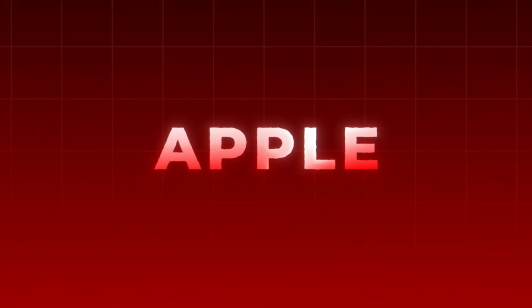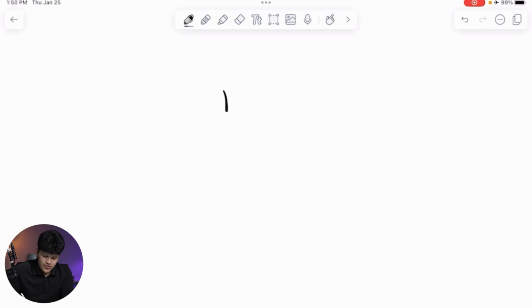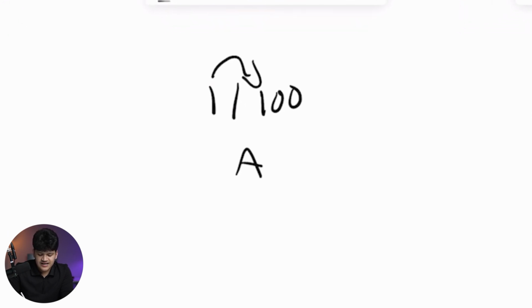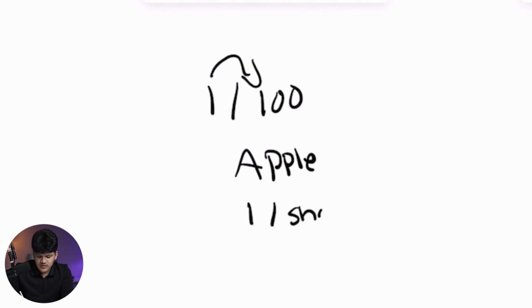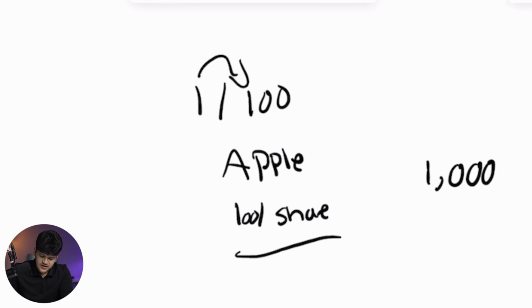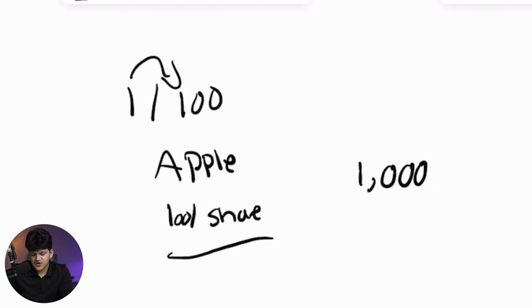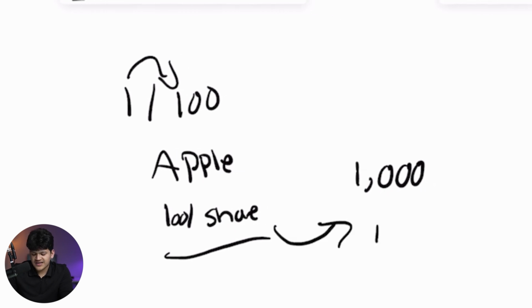For this example, I'm going to be using Apple, and we're going to talk about shares, and then we will get into options. So one share of Apple, let's say, costs us $100. Okay, and let's say that we have $1,000 to spend. If we have $1,000 to spend, we can effectively buy 10 shares.